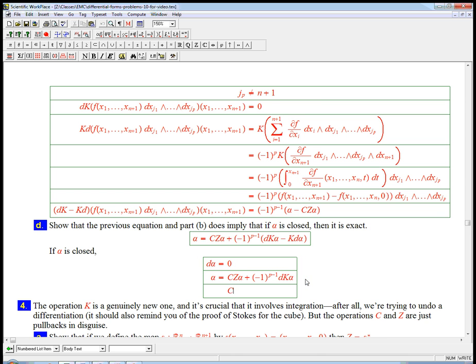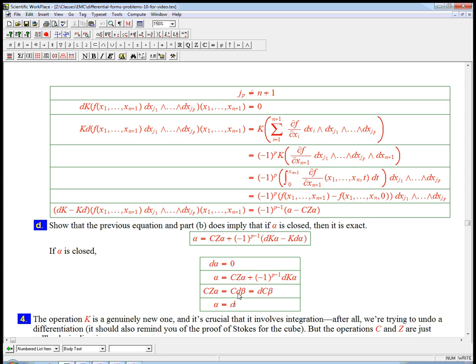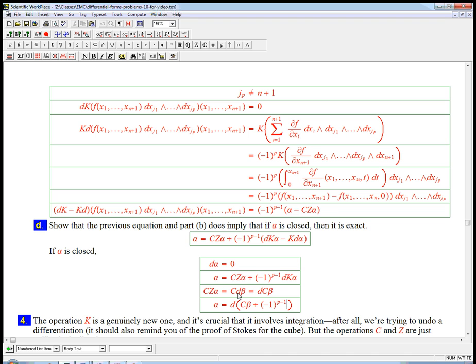But cz alpha, remember by the induction hypothesis, z alpha was closed, hence exact in Rn, and cz alpha is then c of d, let's call it beta, just like we had before, which is d c beta. Okay, and so therefore alpha is d of the quantity c beta, that comes from the induction hypothesis, plus this sign, which we don't really care at all about, k alpha.